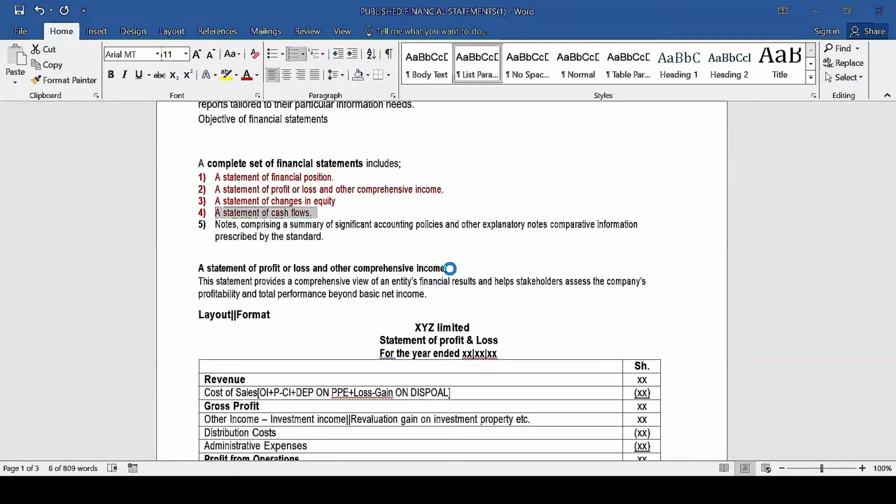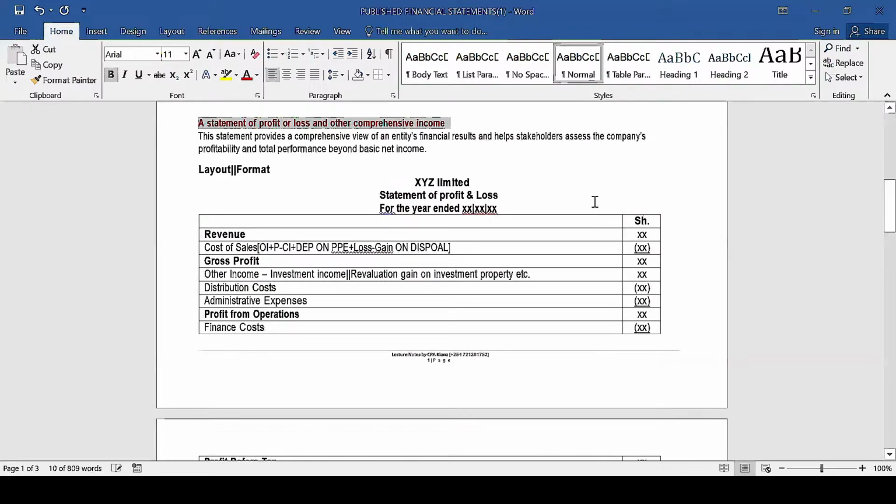No. We said in preparing this statement of profit or loss and other comprehensive income for publication purpose, we classify the expenses of the business usually into four main categories: the cost of sales, the administrative expenses, distribution cost, and the finance cost. So how do we present this statement of profit or loss?